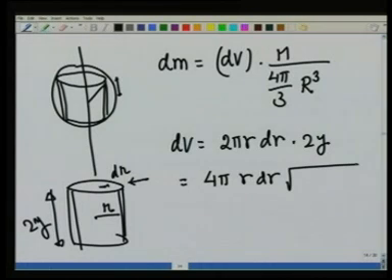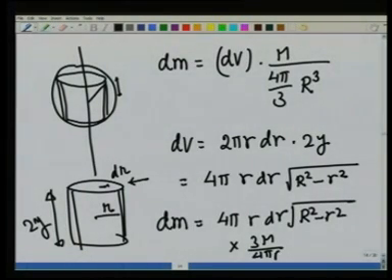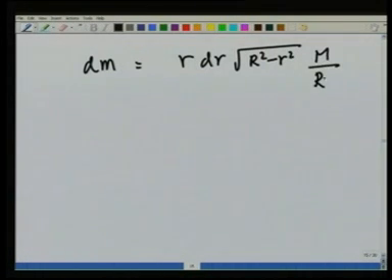Y, as we calculated in the previous example, is going to be square root of R square minus r square, and therefore, the mass is 4 pi r dr square root of R square minus r square times 3M over 4 pi R cubed. This 4 pi cancels, and therefore, I get as the mass of this shell dm equals 3M r dr square root of R square minus r square over R cubed.